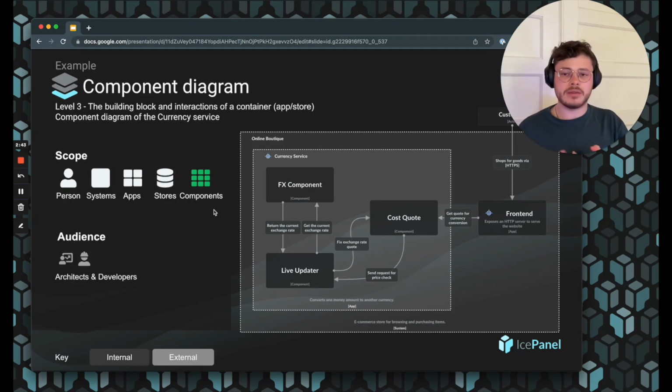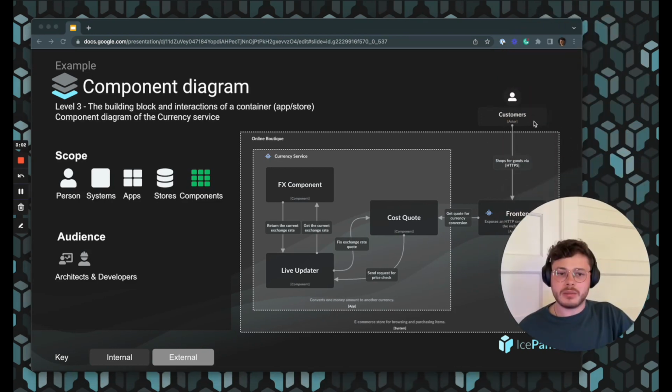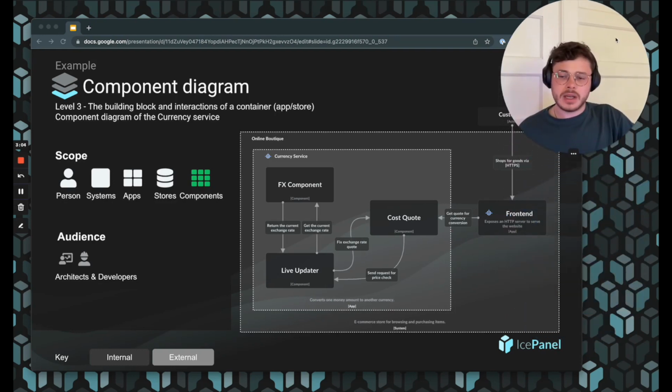Then we have that third level of detail, which is the component level diagrams. And this shows those building blocks and interactions that live within inside a container. So here we can see a currency service which has been expanded, and we're showcasing the components that live inside of that service. We're also using other objects such as apps and our people and customers at that top level to showcase that relationship at a lower level of detail. This is much more technical. We're right in the weeds at this point, talking about the structure of your code. This is really for architects and developers to understand.